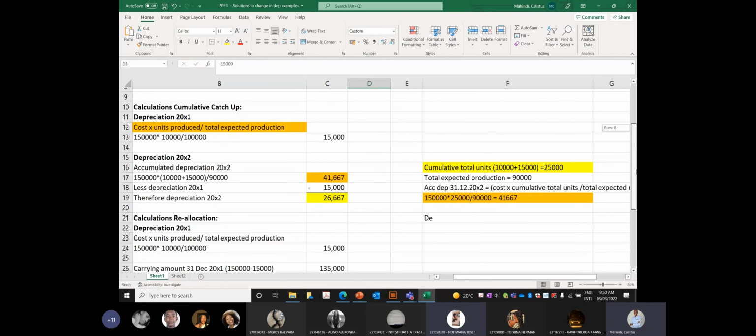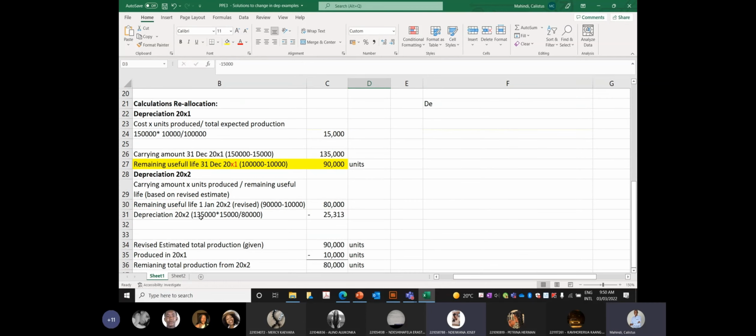I'm not going to go through how we calculated depreciation for 20X1 because we did that yesterday. If you have a problem, just go back to the recording and watch how we arrived at the 15,000. So once you get the carrying amount, 135,000, that's in a dollar value, not a unit value. So $135,000, and you multiply it by 15,000 divided by 80,000. So what is that? 15,000 is the number of units that have been produced in the current year.